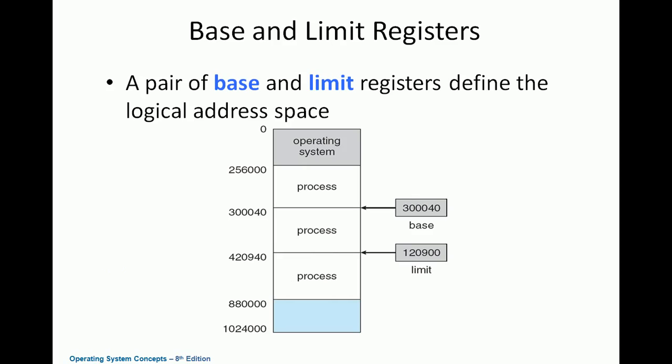Now let us look at the hardware support for this memory. Basically in the system we'll find two kinds of register. One is called the base register and the other is the limit register. As we can see in the diagram here, this is a main memory layout. The memory address will start from 0, and this is the last address of memory.